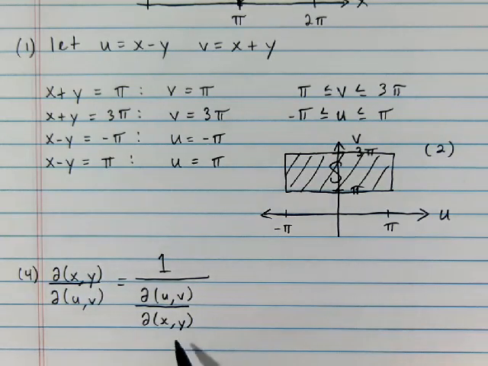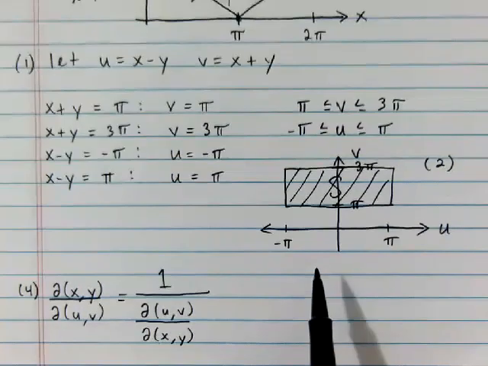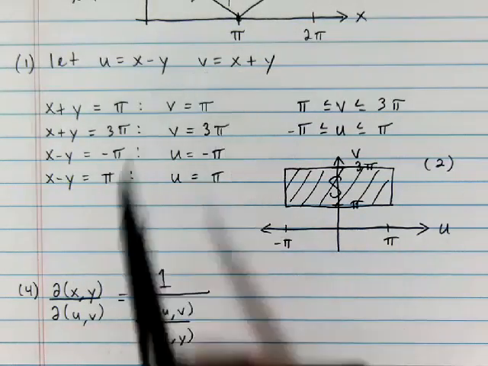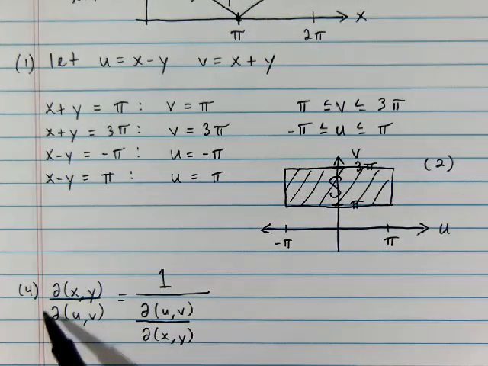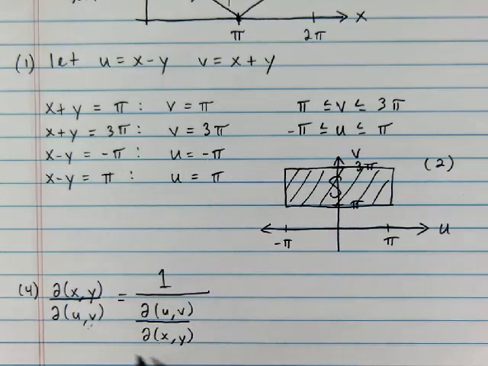So you can use this when you already have your system that way. If you have u and v, you're always going to need this for your integrand every single time. But if you don't want to solve this system for x and y, you can do 1 over this. Now, what is this, though? We haven't seen that.